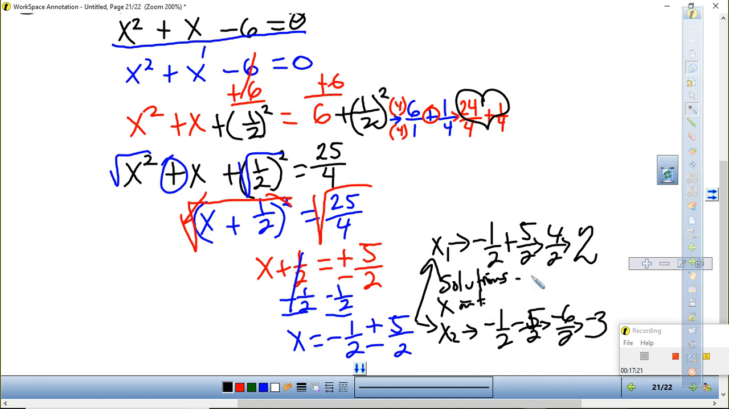X-intercepts, zeros, and roots. Hands up if you got that. Okay, good. Yeah. Of course. Haven't I been writing them all? Yes.